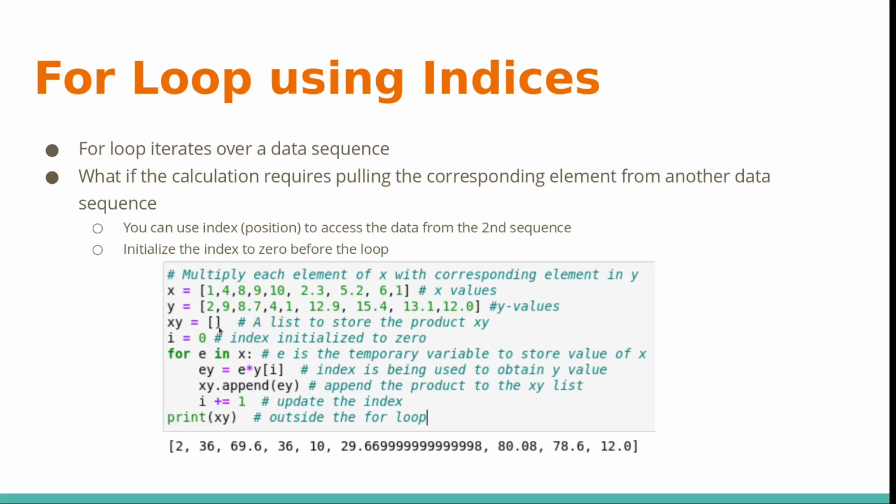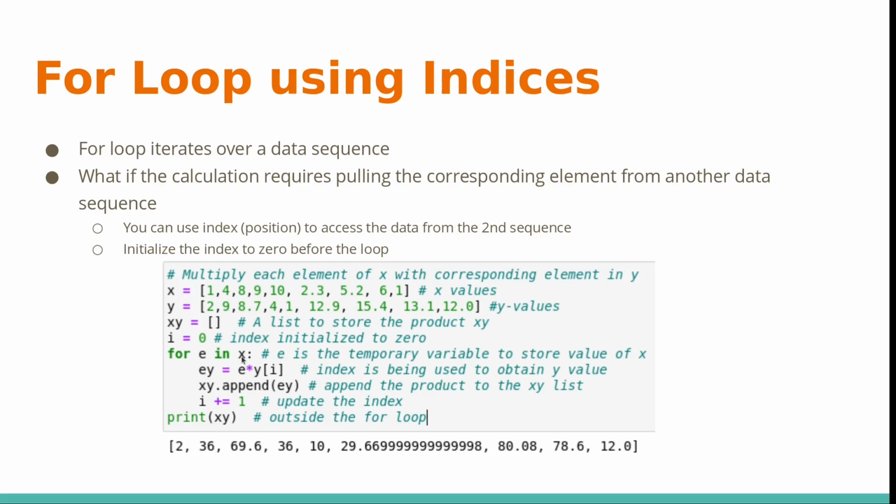And for that, I have initialized an empty list. What I've also done is I have initialized an index of I equals 0, and I will explain to you shortly as to what this index does. Now, since both these lists are of equal length, I'm gonna loop over X, and I'm gonna say for E in X, okay?